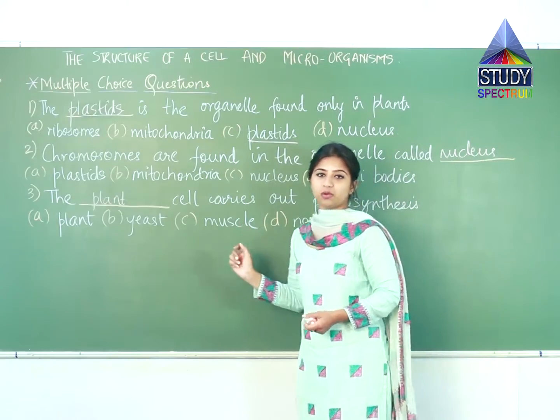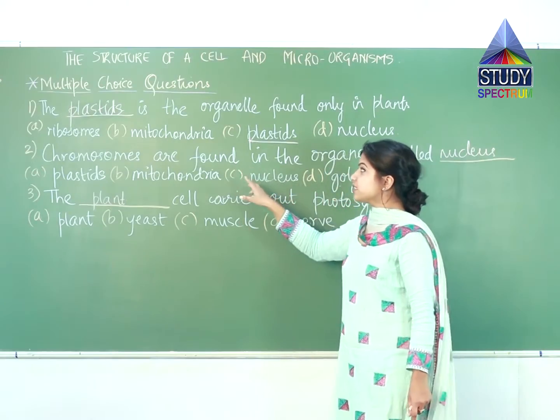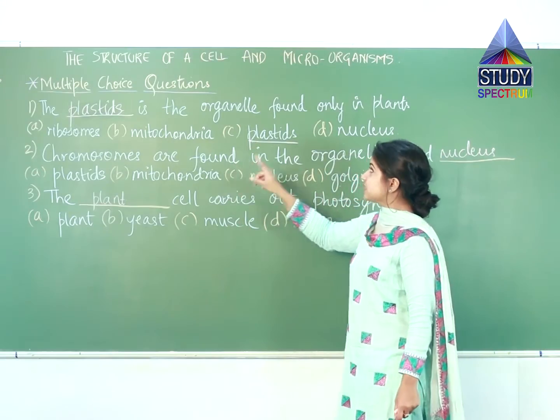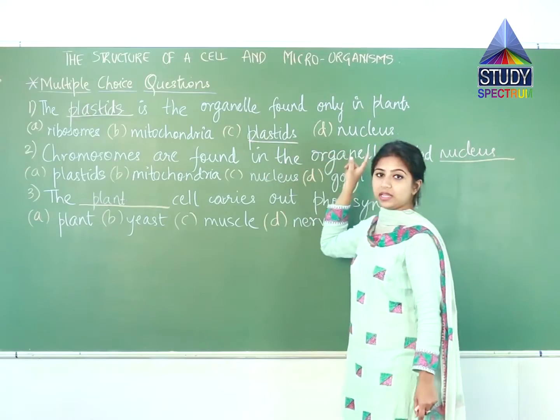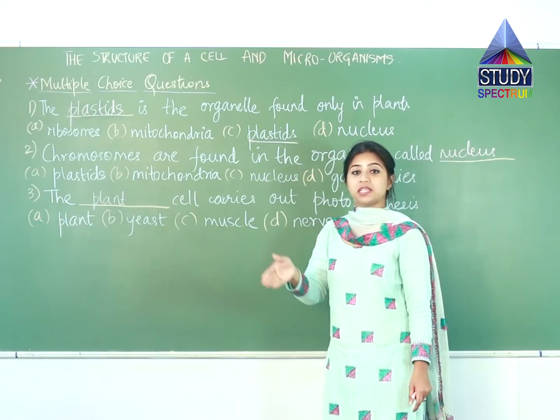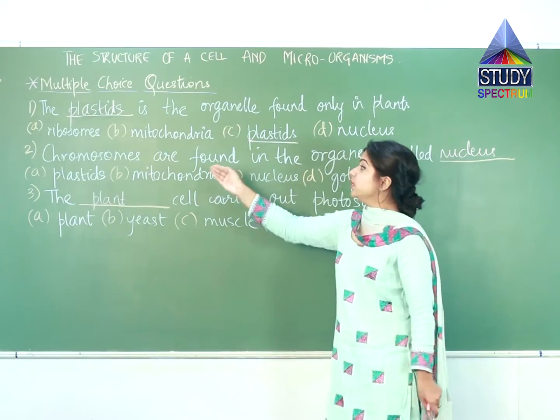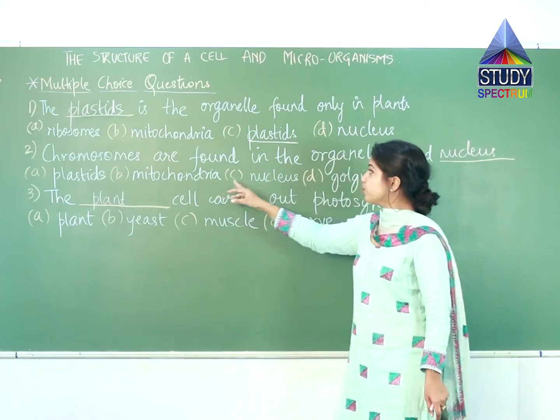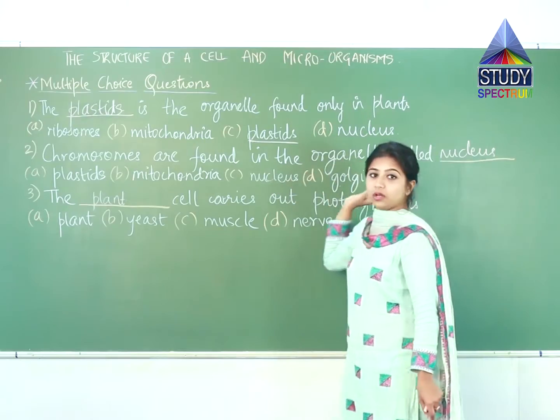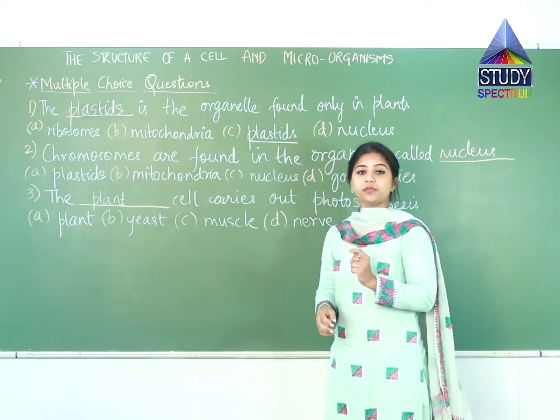Now I'll just quickly repeat it all to you. The first answer that we have is the plastid is the organelle found only in plants. Of course, because the plastid has chlorophyll in it, and chlorophyll is only found in plants. The next one is chromosomes are found in the organelle called the nucleus.